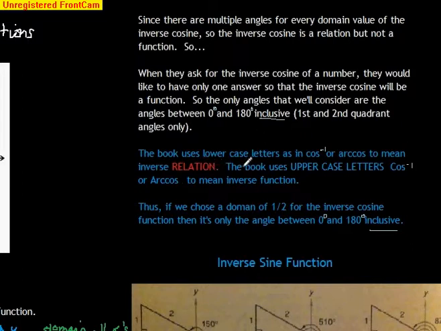The book uses a lowercase cosine or arcsine to mean inverse relation. That means you could get more than one answer out. And it uses uppercase letters like this, cosine to the -1, or arc cosine, to mean the inverse function. That means you're going to limit the range. It's only going to be between 0 and 180 if you have the capital letters. Thus, if we choose a domain of 1/2 for the inverse cosine function, then it's only the angle between 0 and 180 inclusive. It means it's going to include 0 and 180.